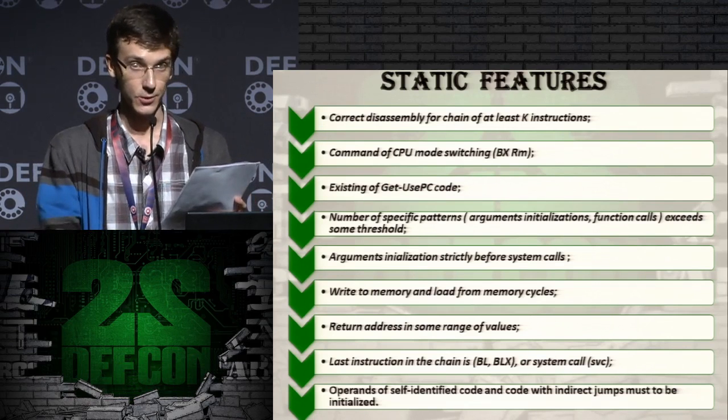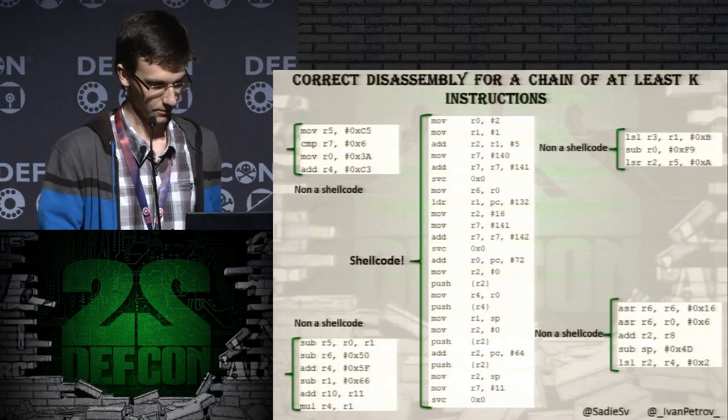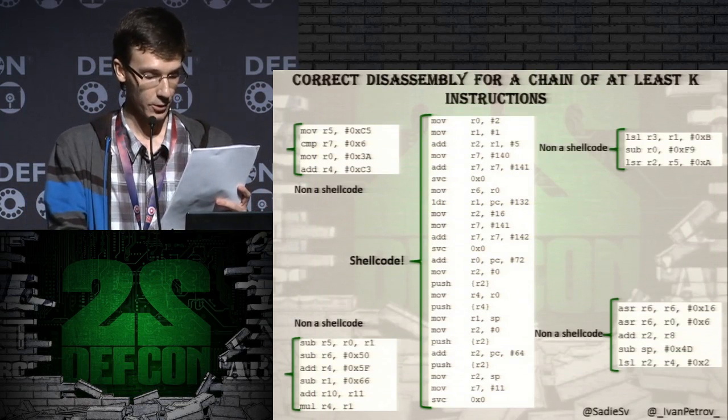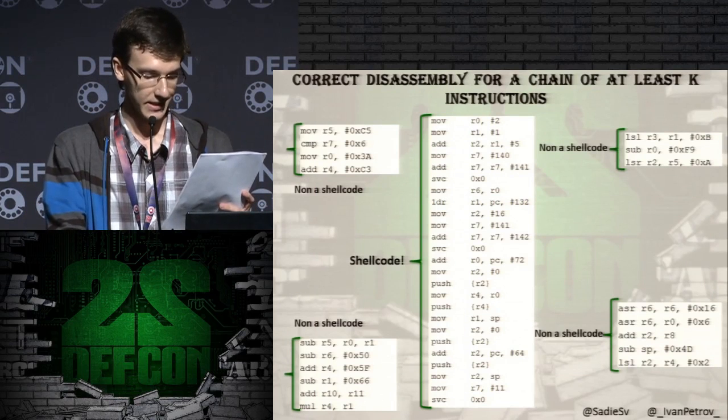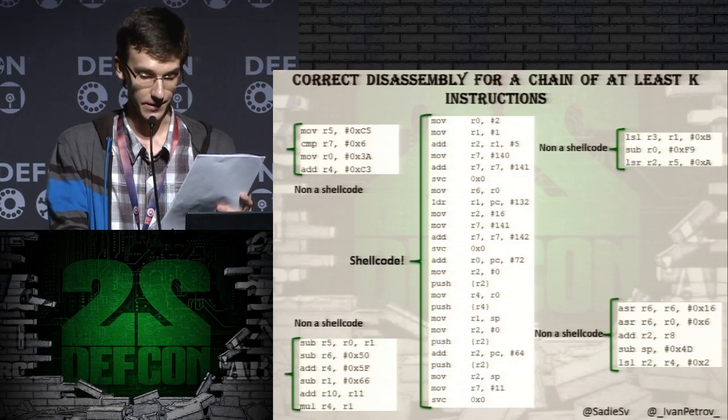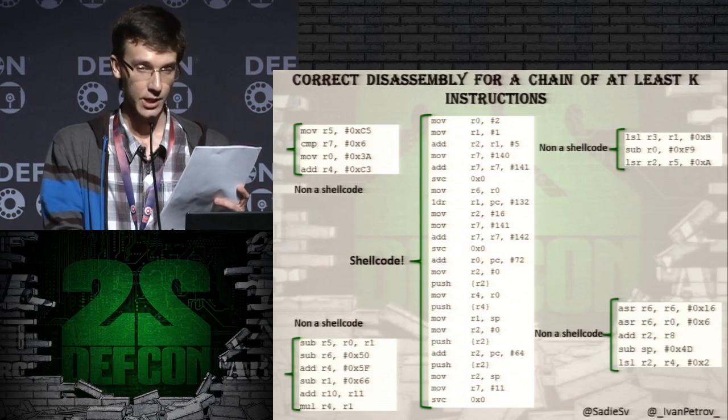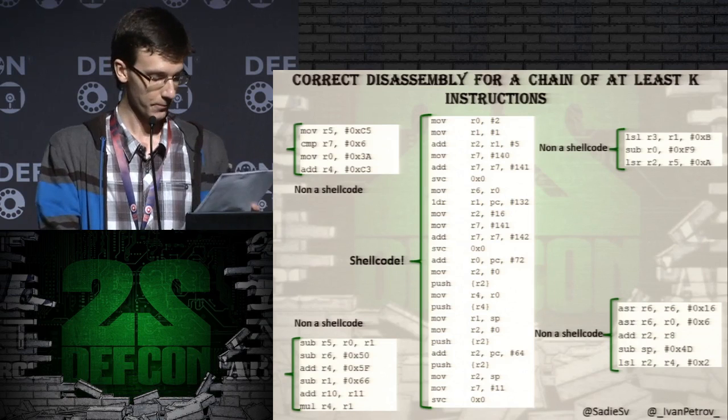Okay, let's consider a few examples. The first and the simplest feature is the length of the disassembled chain. With the help of this feature, we can distinguish random data from the executable code.